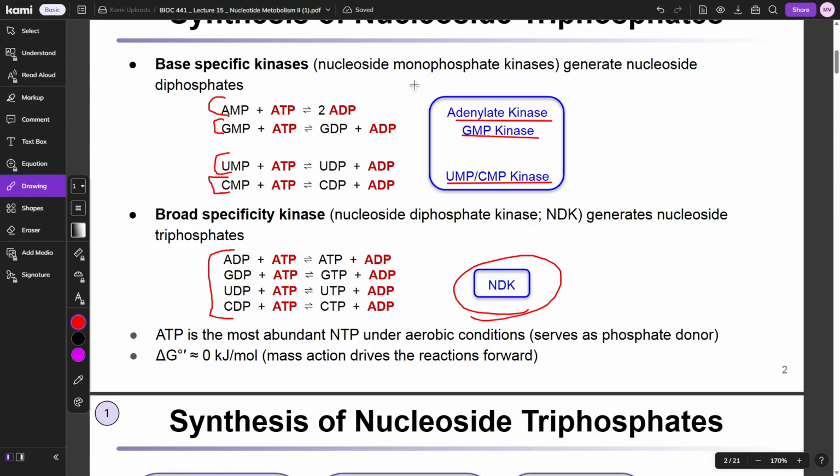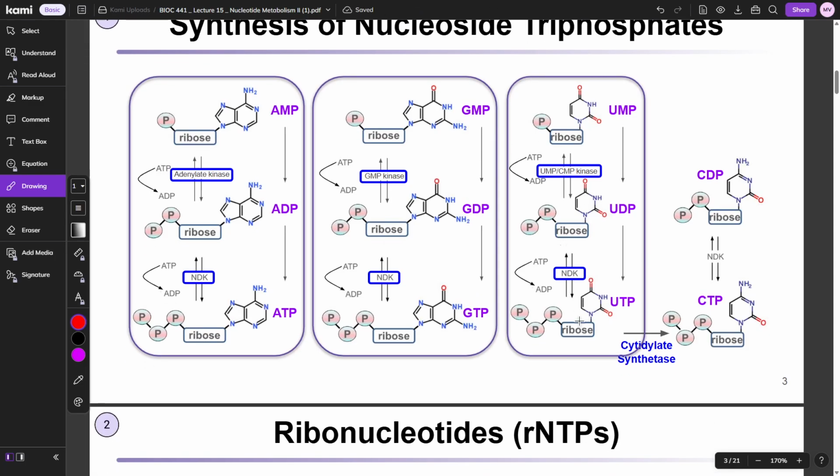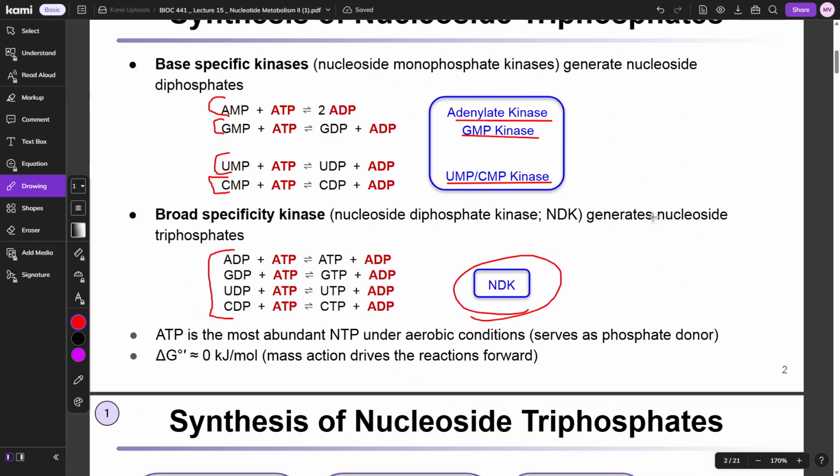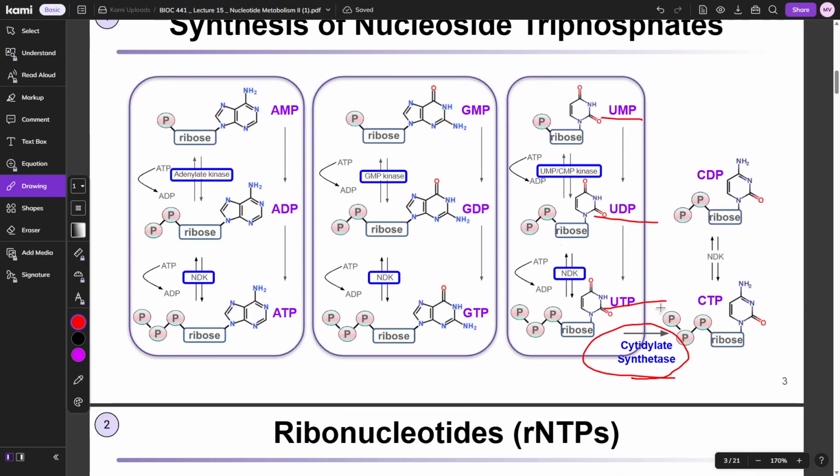So adenylate kinase for AMP to ADP, for GMP to GDP, GMP kinase, right? And then UMP-CMP kinase would be for UMP and CMP to UDP and CDP, right? And then for the DPs, any of the DPs, it does not matter. Up till the triphosphates, it's NDK. And here's some cool little pathway stuff if you want to look at it. And then CTP synthetase, this just comes from UTP. So for UMP to this, you'd have the UMP kinase. From UDP to UTP, you'd have NDK, and then from there you can just make CTP.